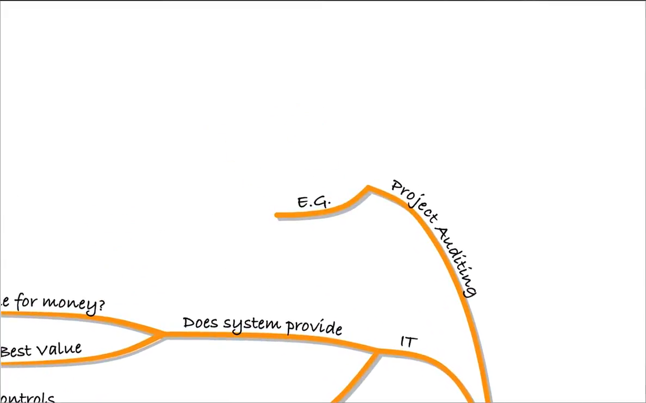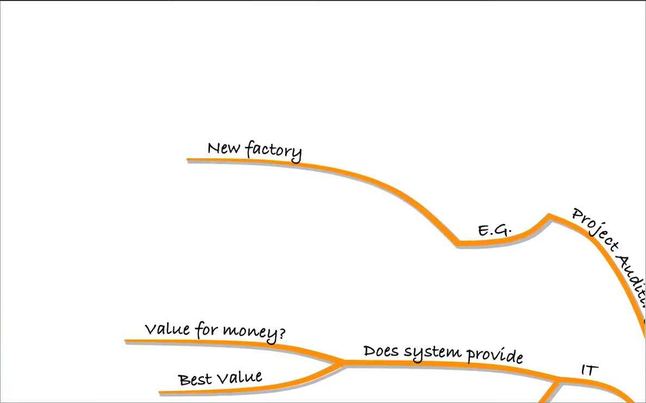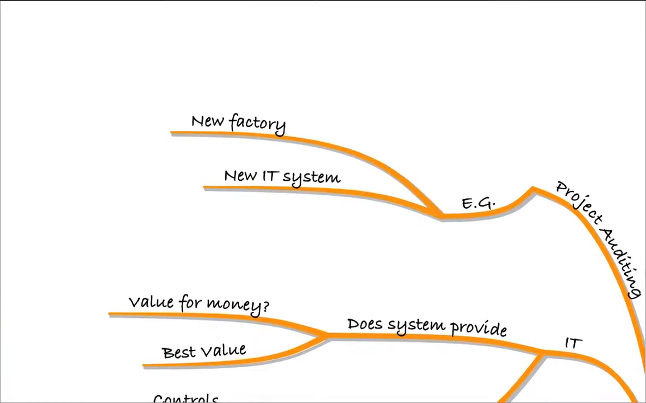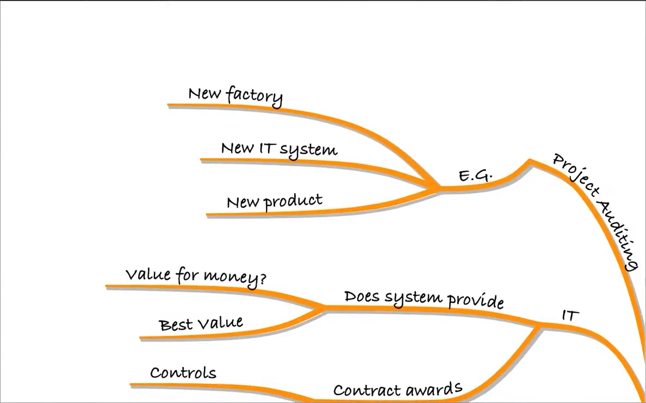So for example, firms will be undertaking various projects at any time. It may be that they're building a new factory. It may be that they're getting a new IT system, as we've just discussed. It may be that they're trying to launch a new product. It doesn't really matter what the project is. Internal audit may well carry out a review of that project.